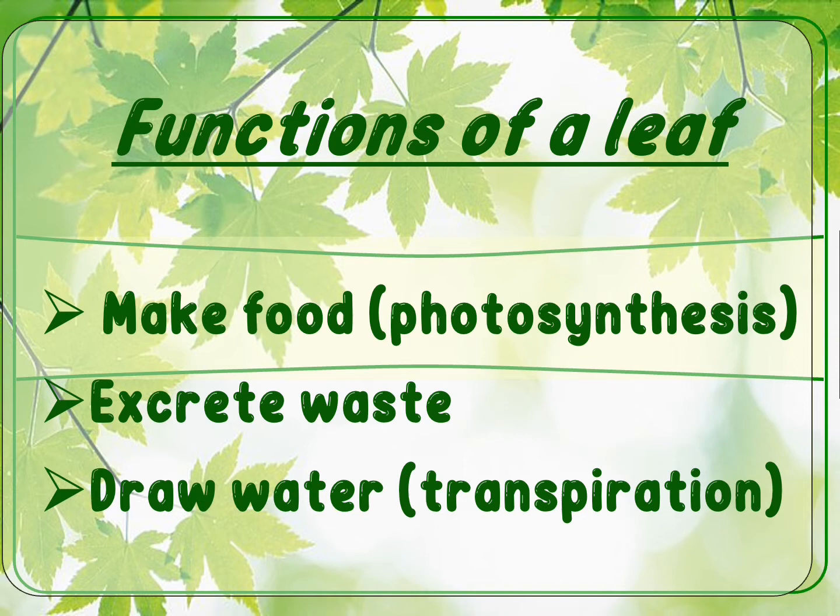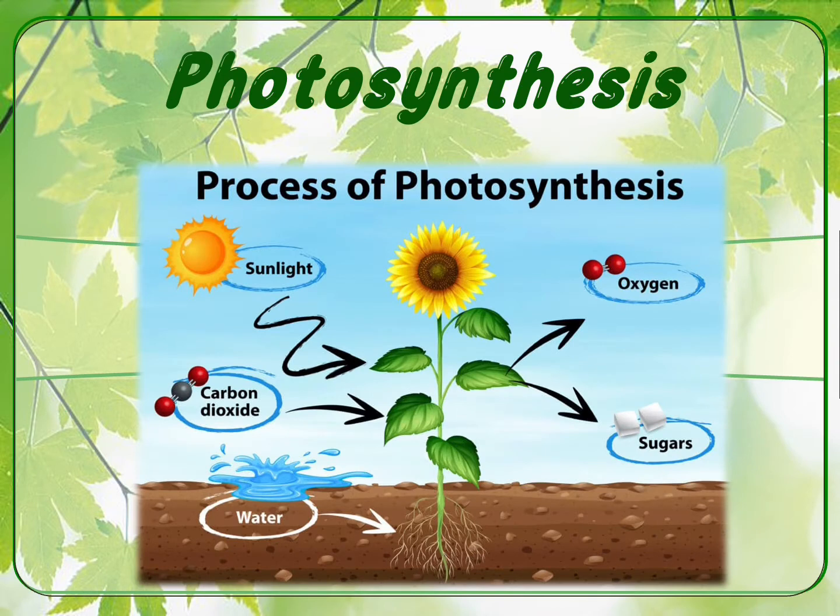Now, our food, we already learned that it makes food called photosynthesis, right? But it also has other functions like excrete waste, to remove the waste out of the plant, and also to draw water, which is drawing water and actually removing some of the excess water, which is called transpiration. So first function is photosynthesis, which we learned already.